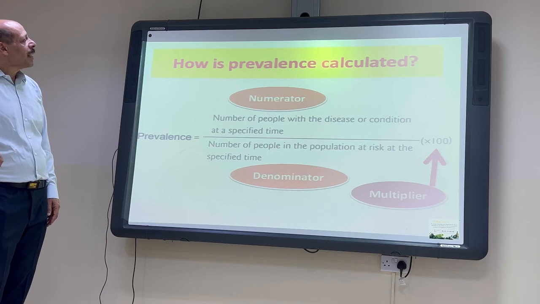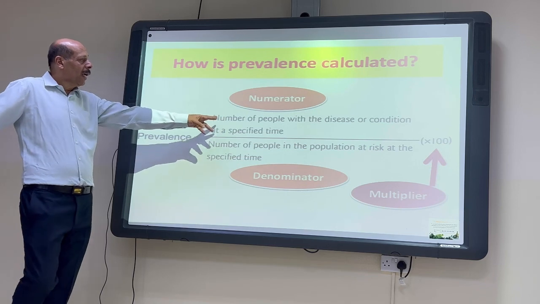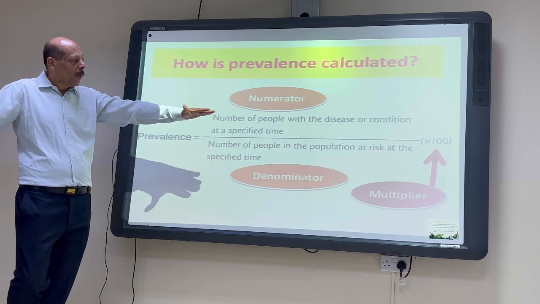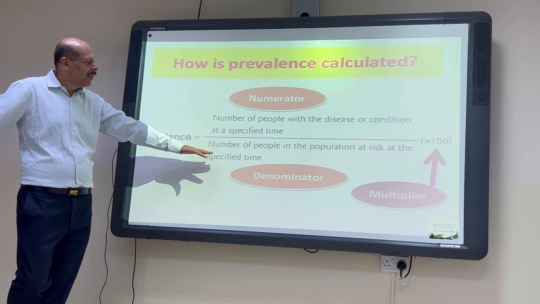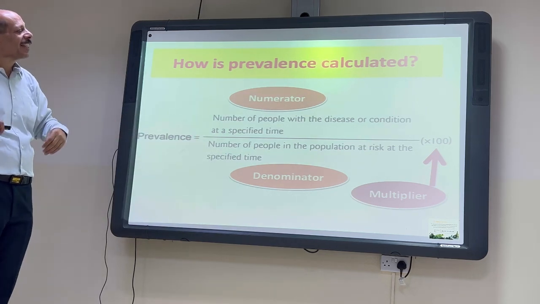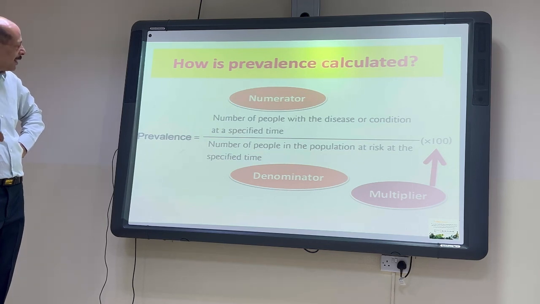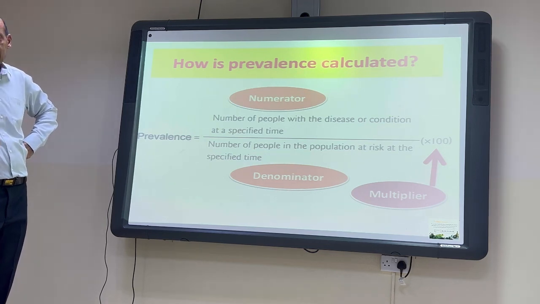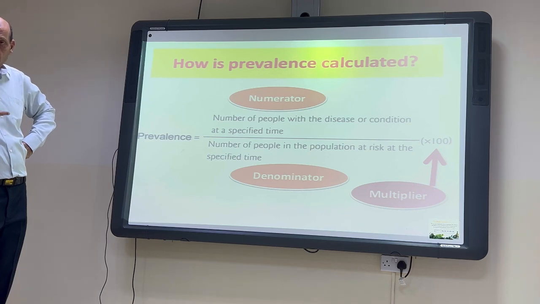So, how is the prevalence calculated? The prevalence is the number of people with the disease or condition at a specific time, divided by the number of people or population at risk at that specific time, multiplied by 100. So this is called the prevalence of the disease. Number of people who get the disease over the number of people who are at risk multiplied by 100.